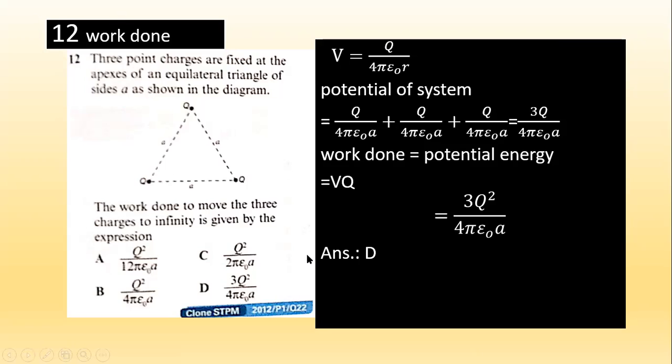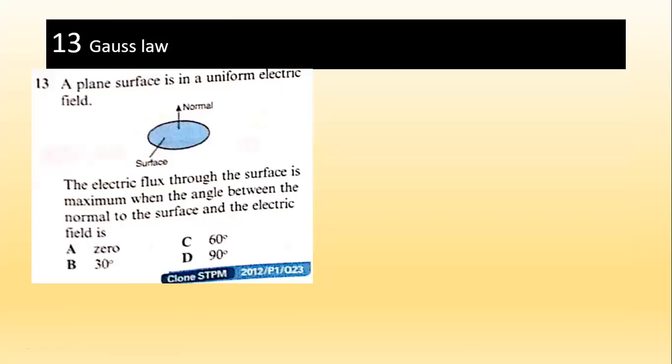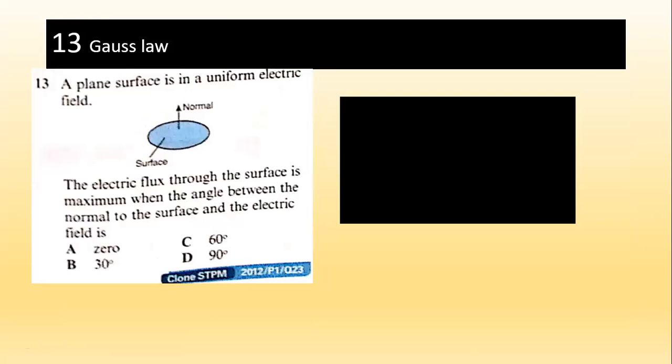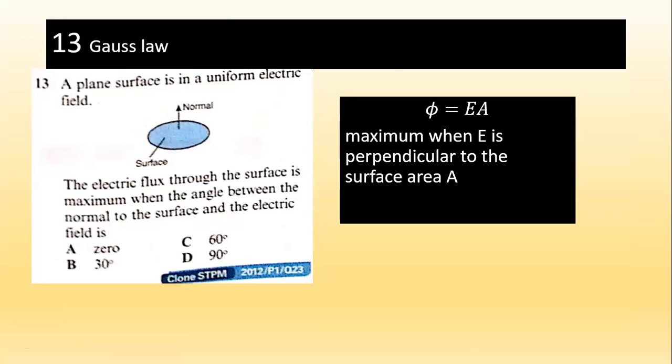Number 13 is B, right? 13 is just using the definition only, no? Gauss's law, 90 degrees. Oh yeah, because of the normal, right, teacher? Yeah, I thought the surface is the angle or something. Sorry, mistake. Careless.